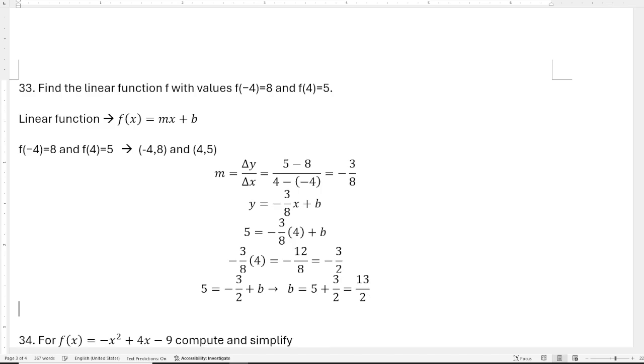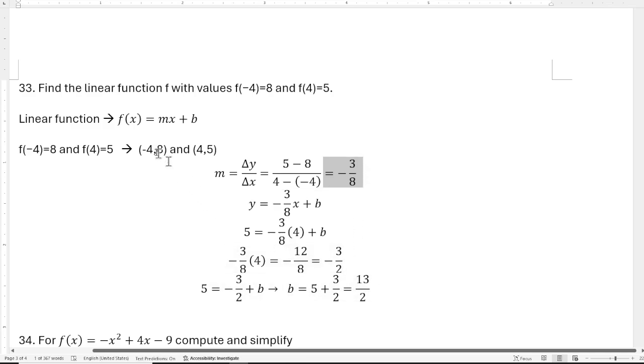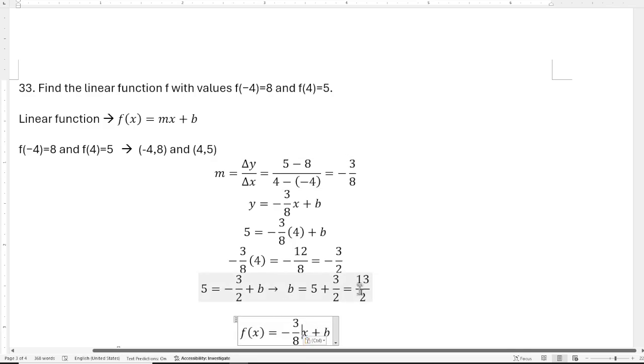Okay, so b is 13 over 2, and now we have the m, we have the b, therefore we can write down the function, which is negative 3 over 8 x plus 13 over 2. So that's the answer.